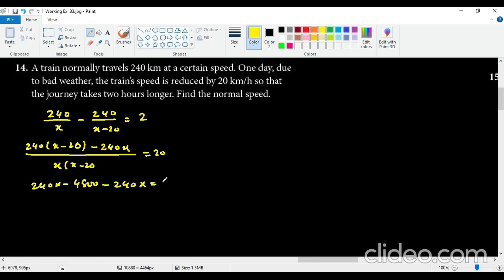Now multiply by 2 times x and x minus 20. Now in here, these two are going to be cancelled. This gives us 20x squared, 20x squared minus 400x, and plus 4800. I'll bring this over here.